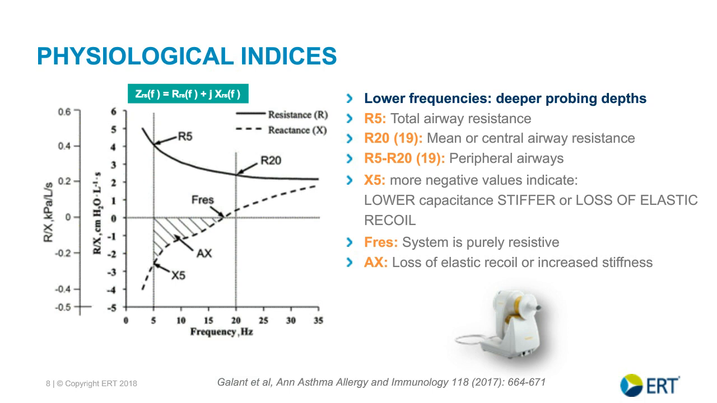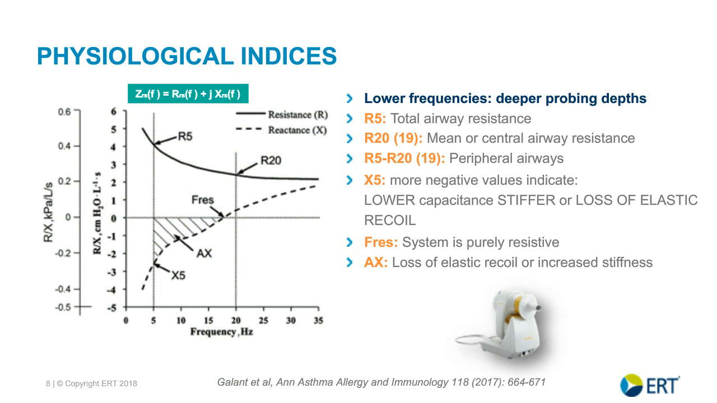So those are the core measurements to summarize. The total airway resistance at 5 Hz, central or average airway resistance at 20 Hz. The difference between the 5 and the 20 Hz resistance tells us about the peripheral airways. The X5 tells us about the stiffness or elasticity of the smaller airways.